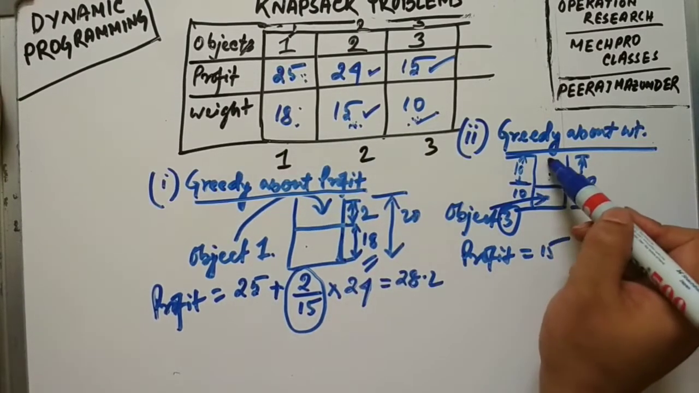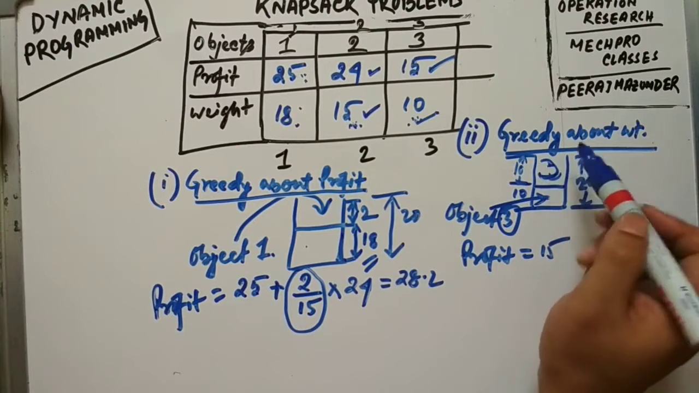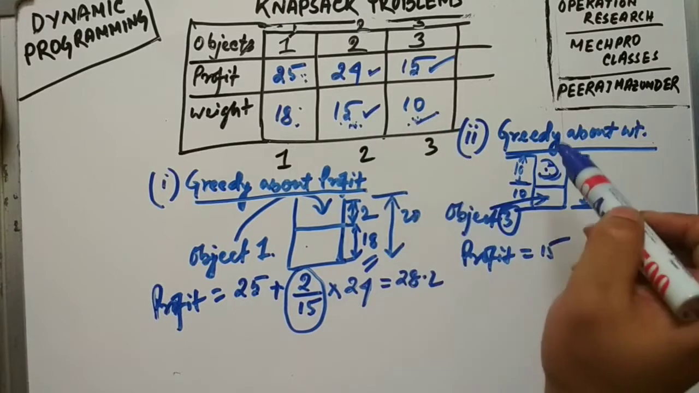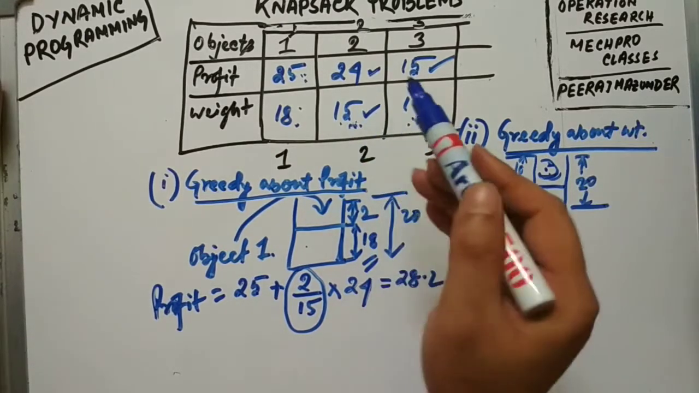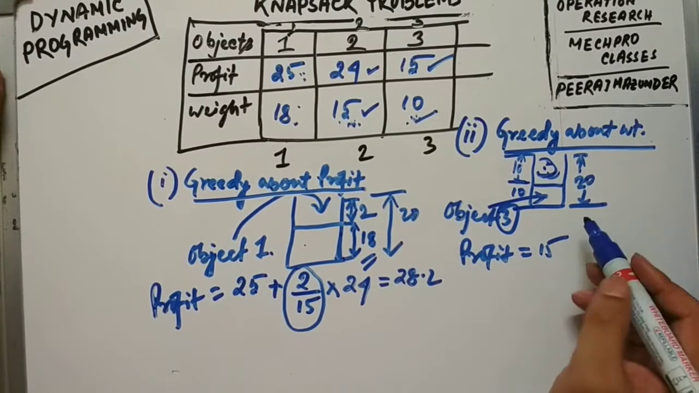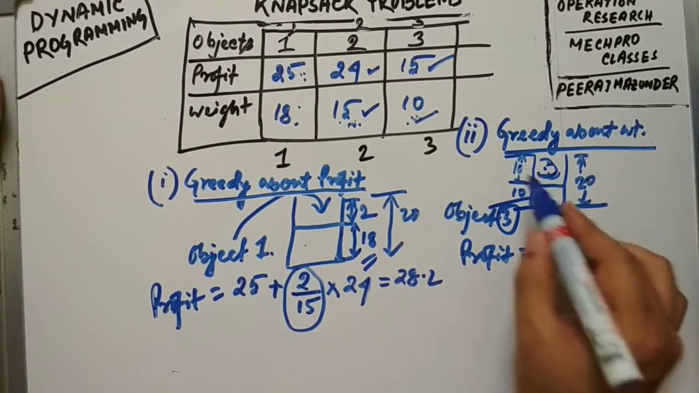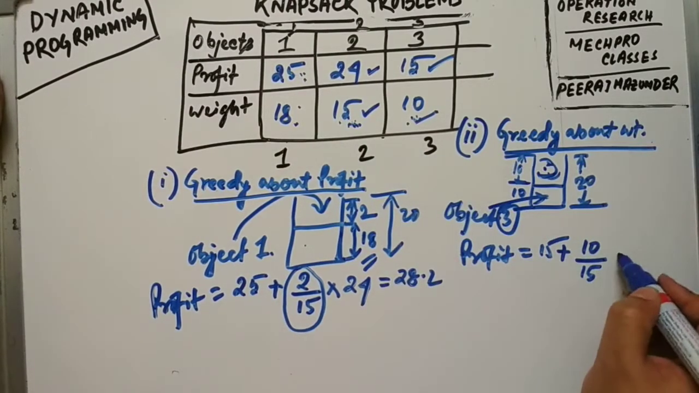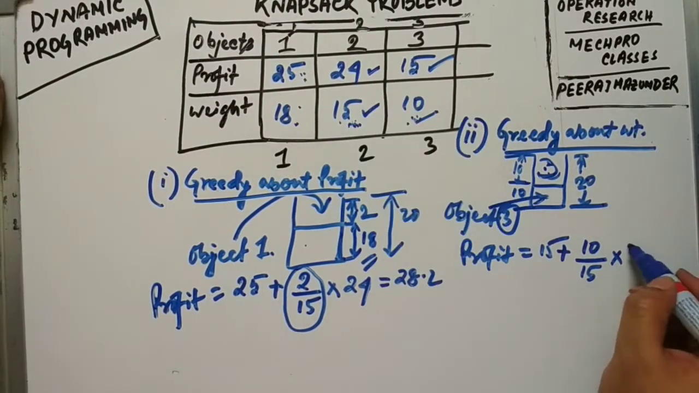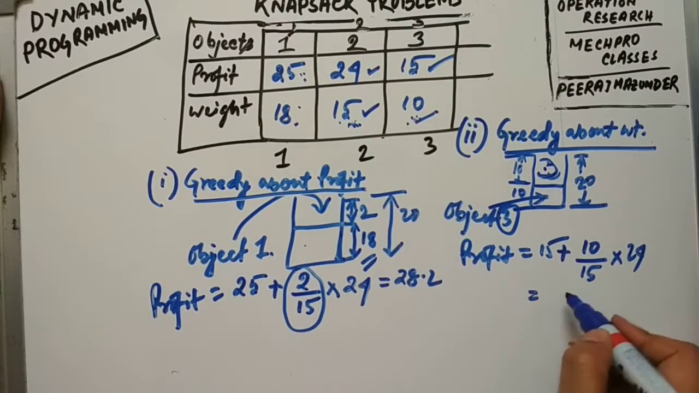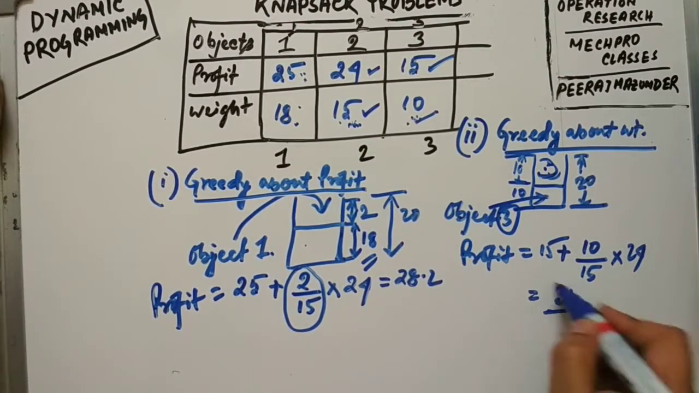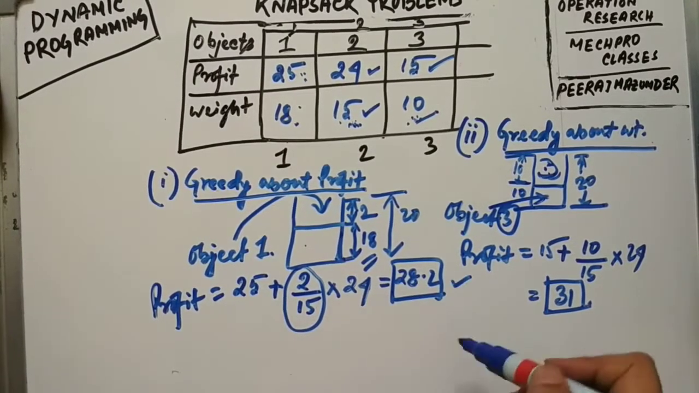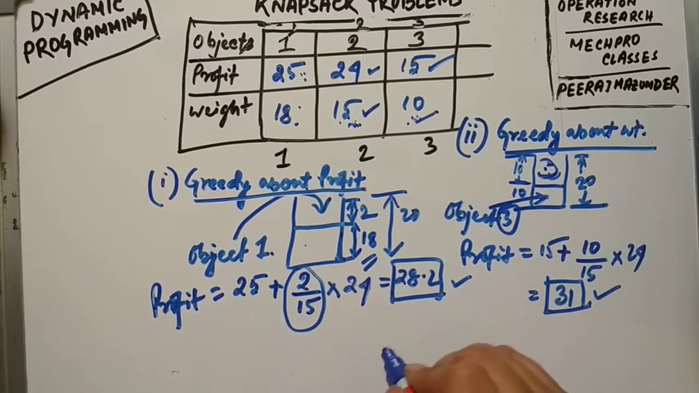Because we have only 10 units of capacity left, we cannot accommodate this item directly, so we have to accommodate a portion, in a proportion. I can write that 10 is remaining and the next lower weight is 15, so I write 10 by 15, and the corresponding profit is 24, as you can see from the matrix. So we are getting 31 profit. You can see that when we are greedy about profit, we get 28.2, and when we are greedy about weight, we get a profit of 31.